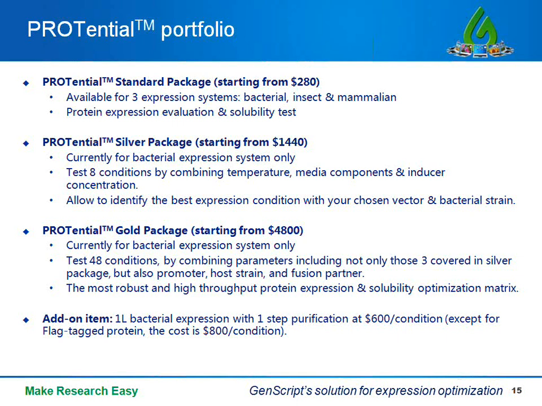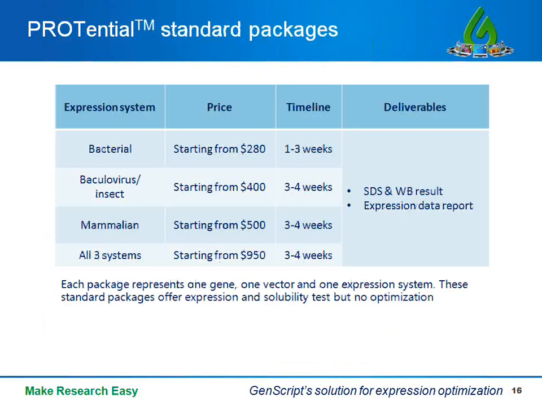The Potential Gold package is an industry-first high-throughput expression and solubility optimization matrix that tests 48 different conditions to establish the ideal condition for your target protein. An optional but recommended add-on 1 liter purification step is also available with this service.